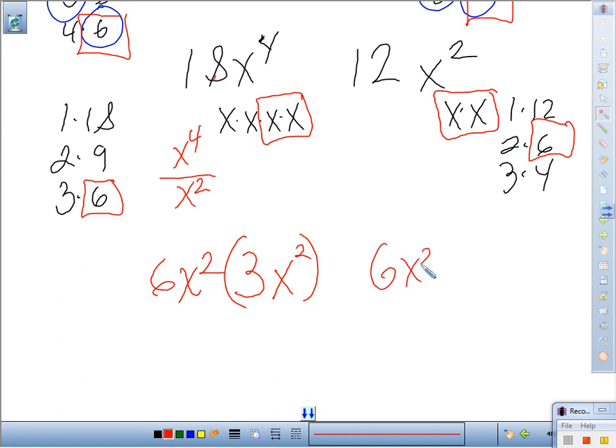Common factor again. How do we divide? 12 divided by 6 is 2. x to the 2nd divided by x to the 2nd is 1. 1 times 2 is 2, and we're done. If you don't see it, x to the 2nd over x to the 2nd is a giant 1. And that's how you use the GCF.